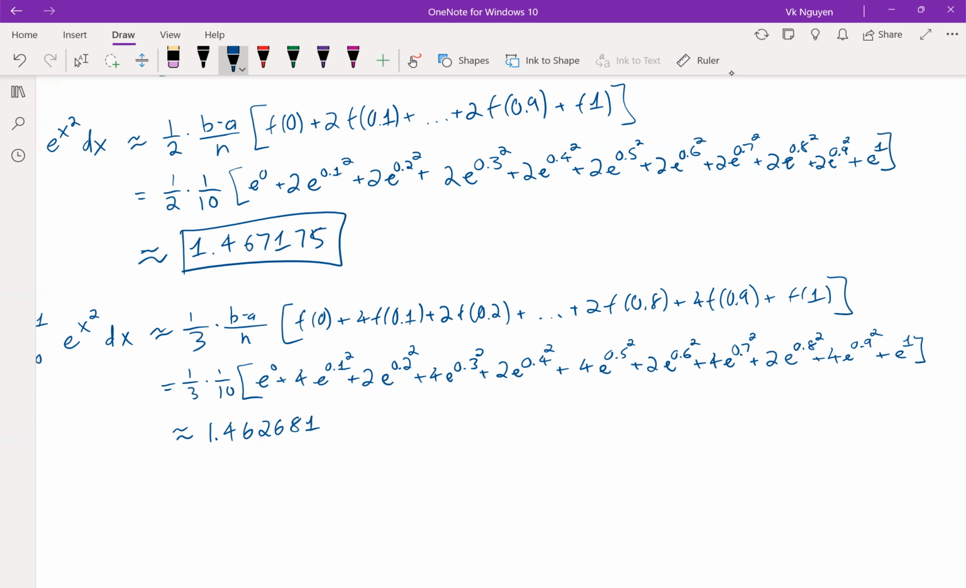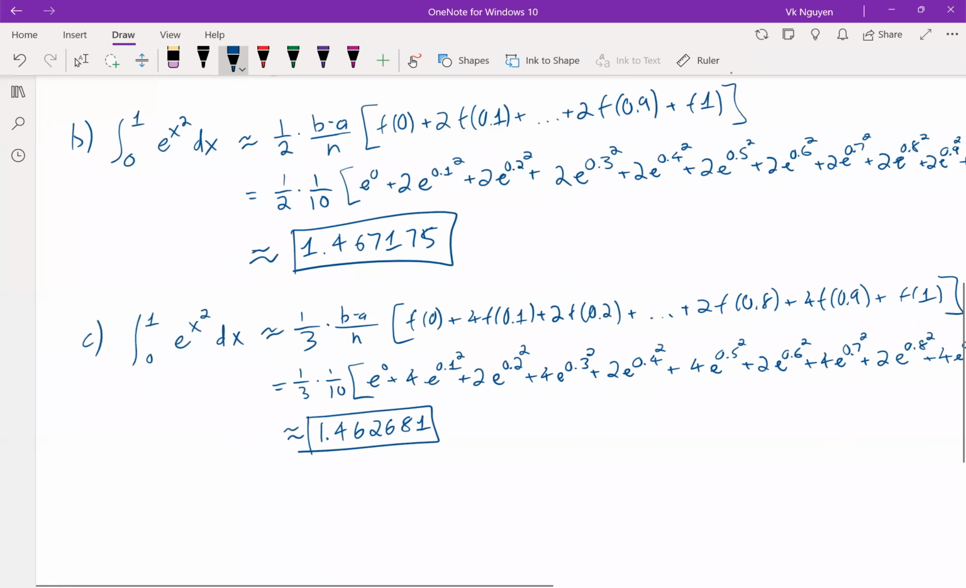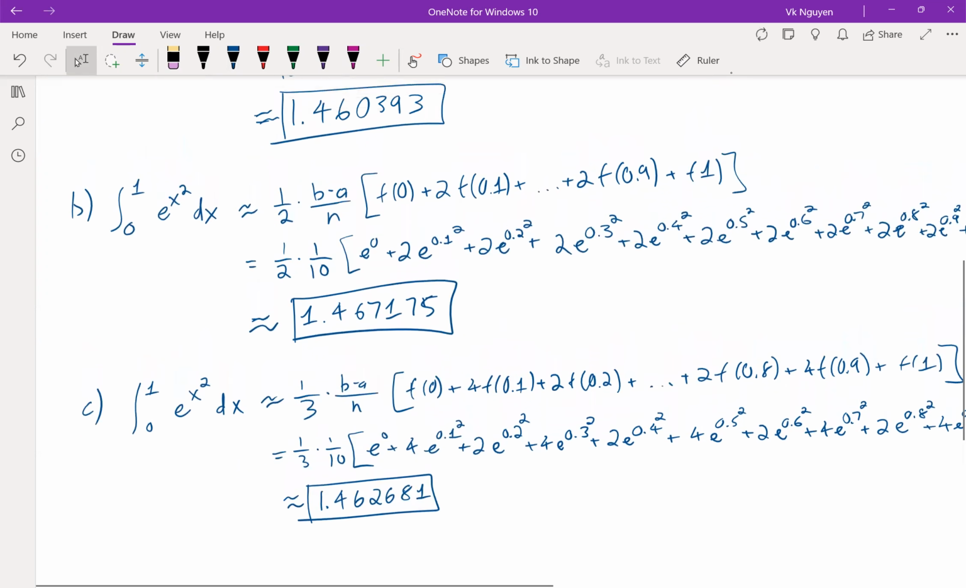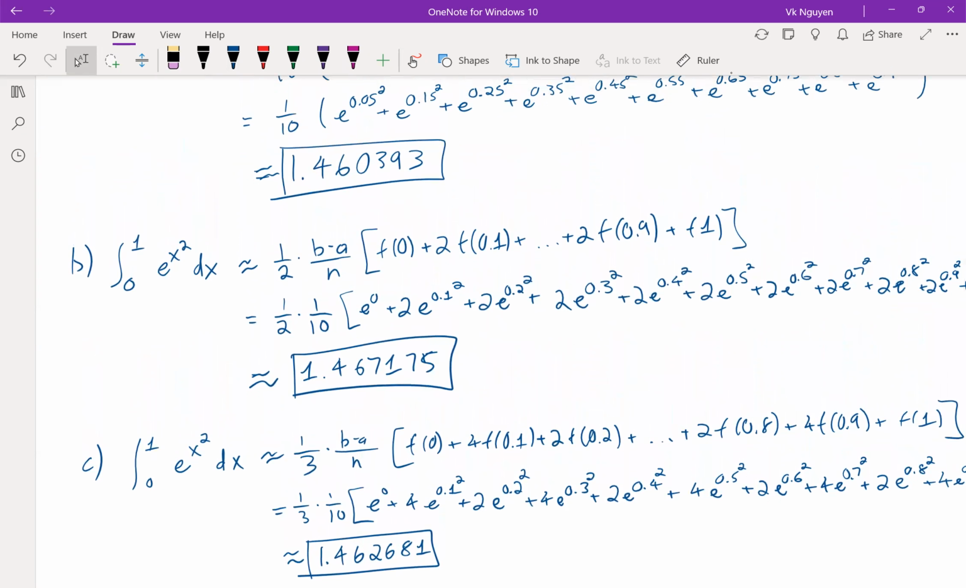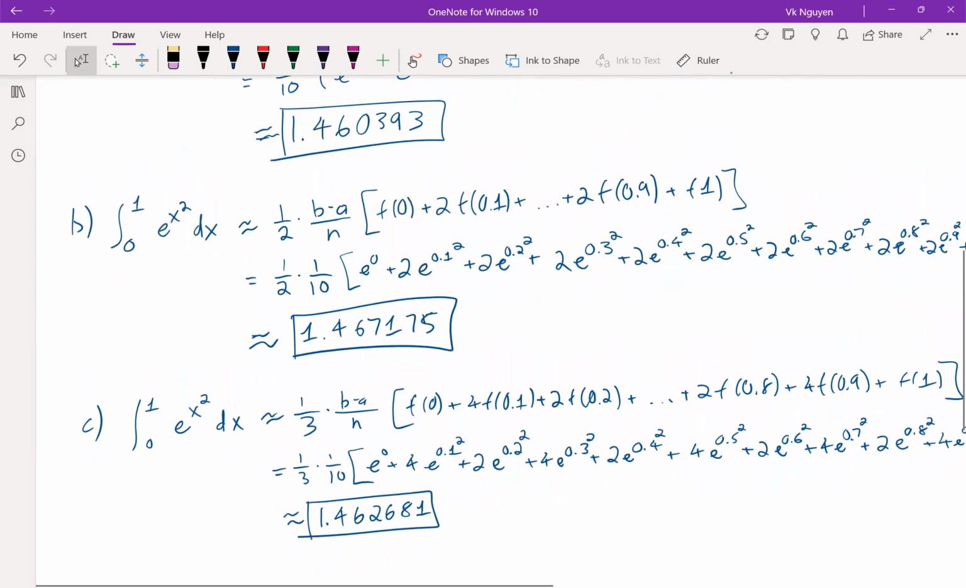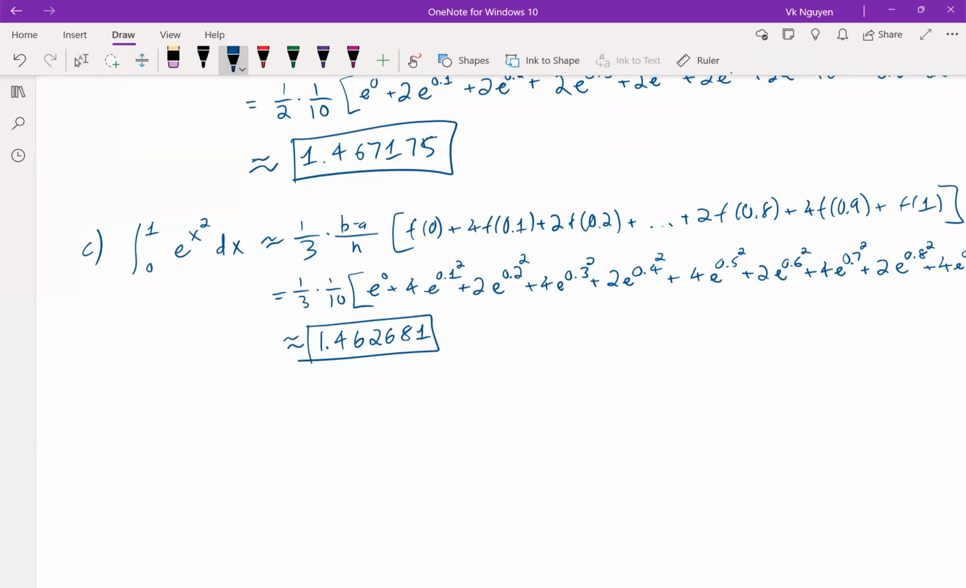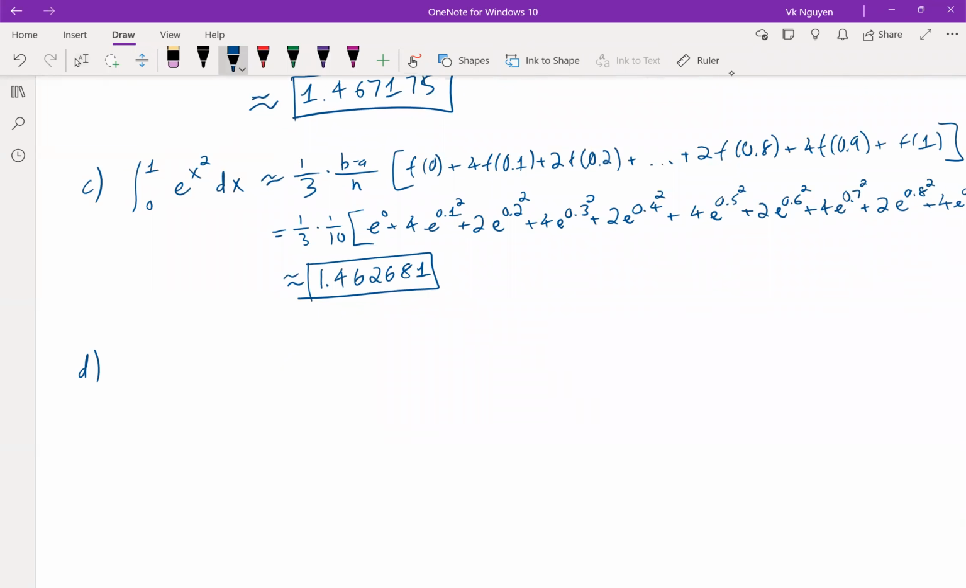Wow, that's crazy, but it does get the job done. Yay! So it looks like the Simpson rule gives us a number that is in between the midpoint rule and the trapezoidal rule. Now let's do D. Which estimation has the least error?